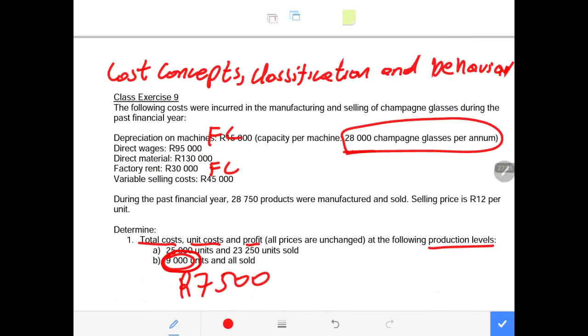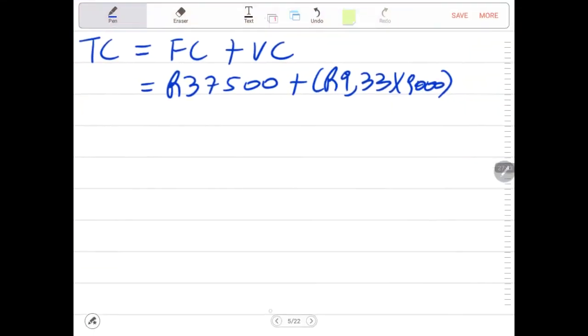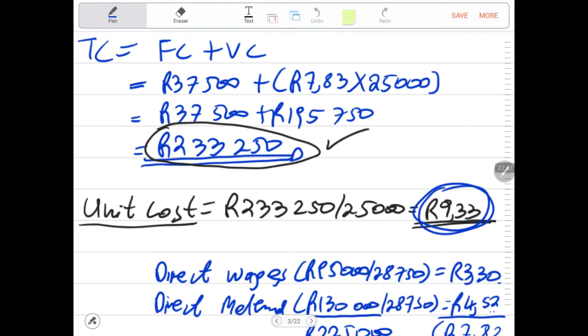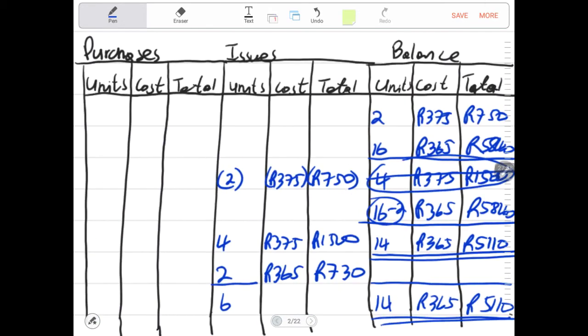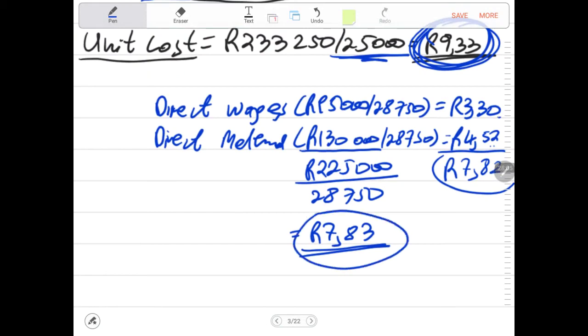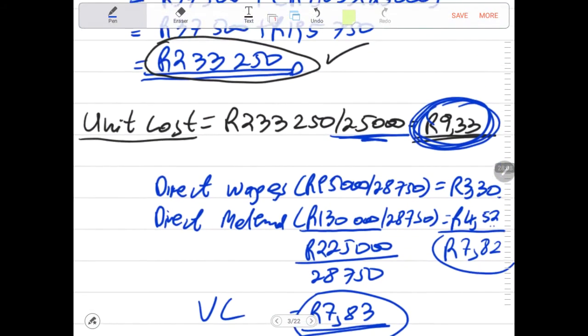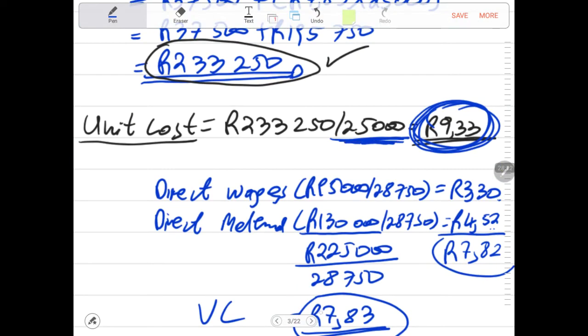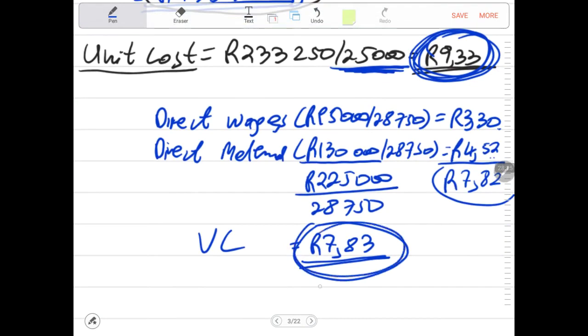We are calculating our total cost, which is made of fixed and variable. I want to make it very clear once again. Remember, we added those two, and we divided by 28,750, and it gave us the unit cost. No, this is the unit cost when 25,000 units were manufactured, so this is not where we are. Our variable cost per unit is fixed. This was the unit cost when 25,000 units were manufactured. So our variable cost per unit was 7.83 rand.